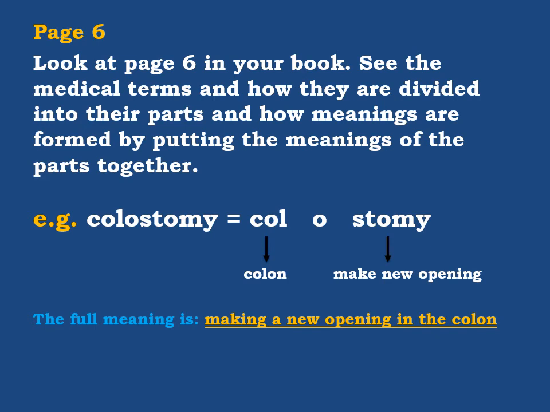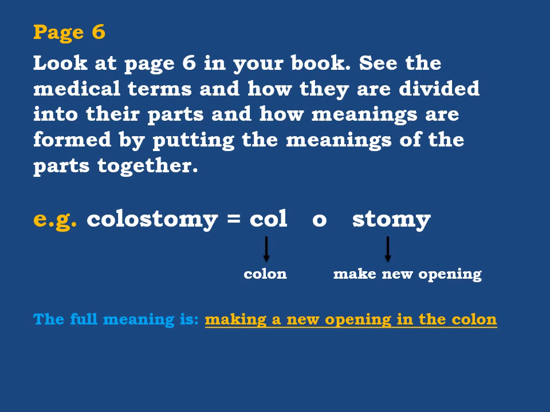Let's look at the first one, colostomy. Here we have col, which is a root, and the O here, as you can see, is the combining vowel, and stomy is the suffix.